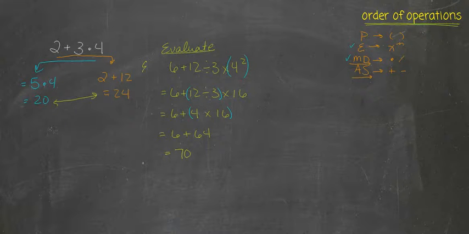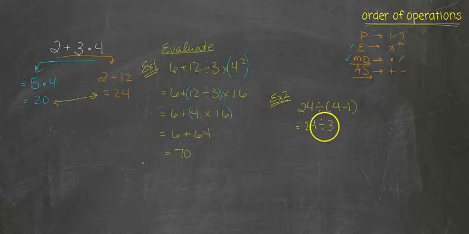Okay, let's do another example. So that's example 1. So example 2 is 24 divided by paren 4 minus 1. So we're just going to go down the checklist again. I have to do my parentheses first, and inside my parentheses is 4 take away 1, which equals 3. So my next line just says 24 divided by 3. All I have is division left, so 24 divided by 3 is 8.